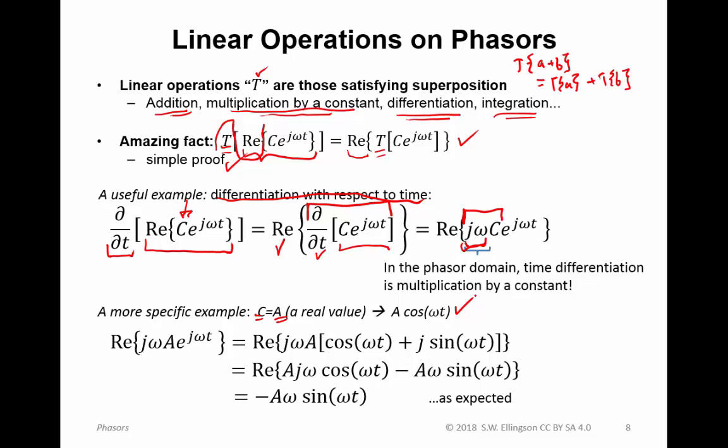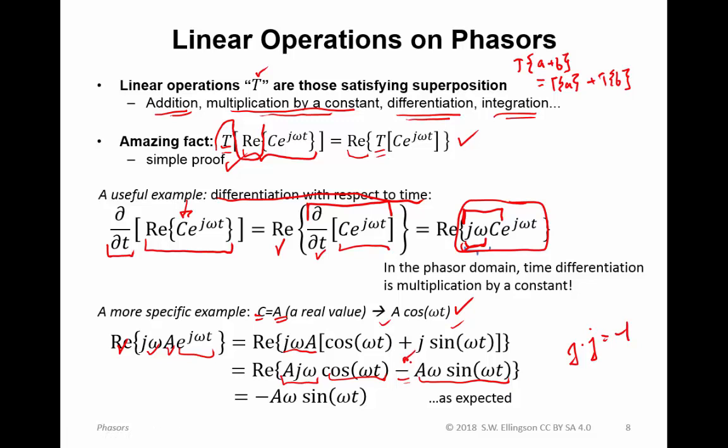Now let me take the real part of j omega A e to the j omega t. If I now expand this out using Euler's formula, I get j omega A times the quantity cosine omega t plus j sine omega t. Now I multiply through the j omega A. I get a j omega A cosine omega t minus A omega sine omega t. Remember, j times j equals minus 1. That's where that minus sign comes from.